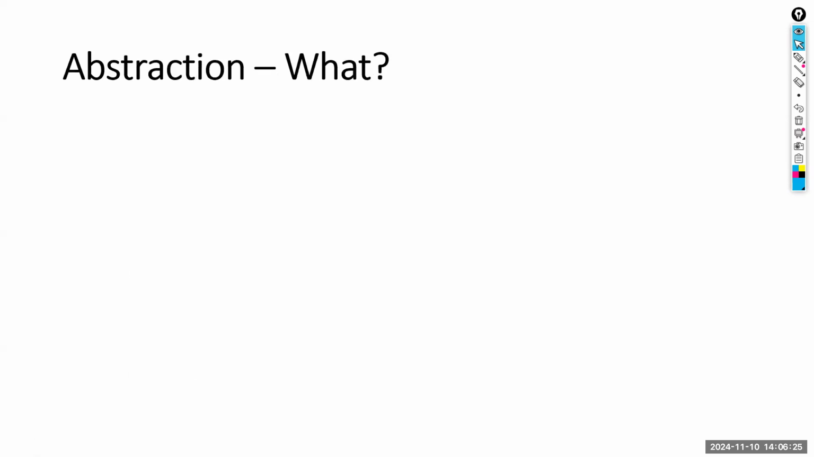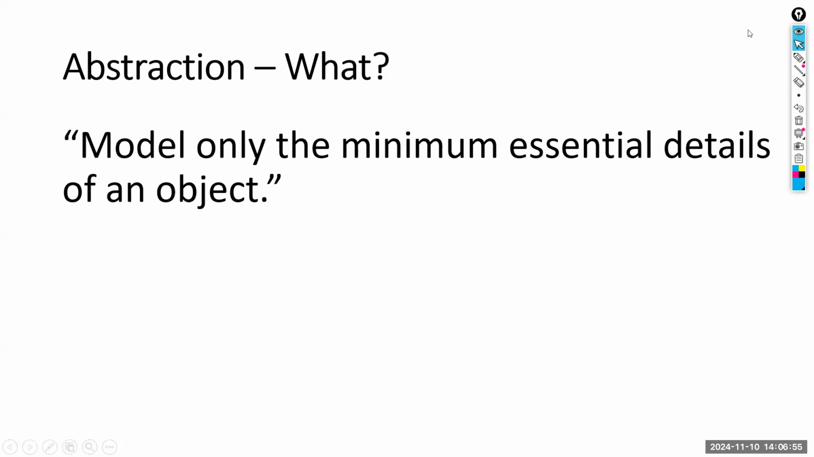So abstraction is a very basic concept, but a very important concept as well. Abstraction means when you model, design, and develop classes, we model the minimal required features. Therefore, we also develop only the minimal required features. So that is called abstraction. We model only the minimum essential details of an object.